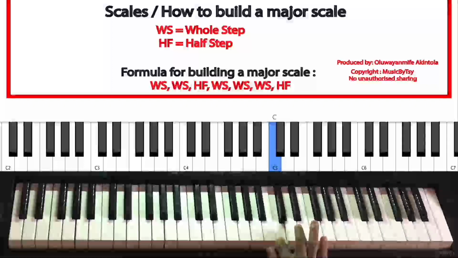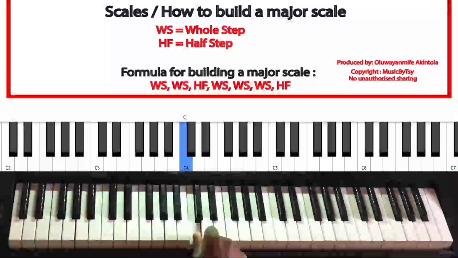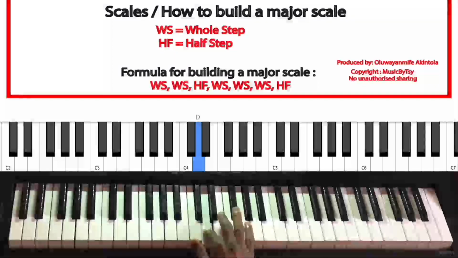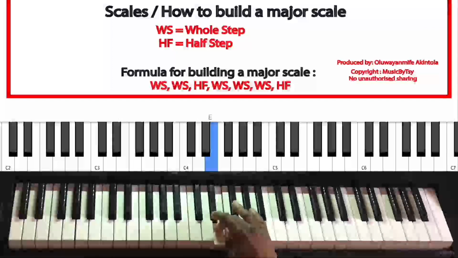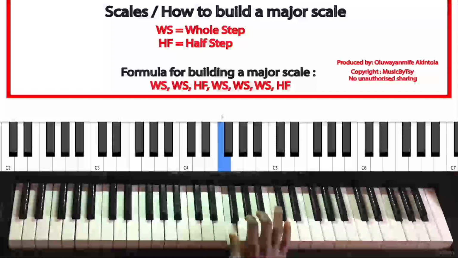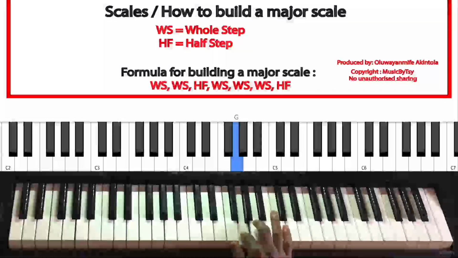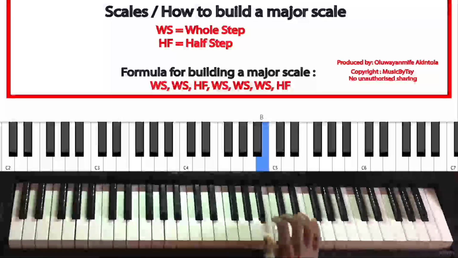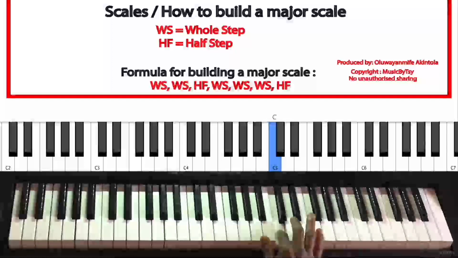So yeah, let's do that again. We want to construct a major scale for the key of C. This scale is going to be known as the C major scale. So we're going to start from the key of C, and then take a whole step, and then another whole step, and then a half step, and then a whole step, and then a whole step, and then a whole step, and then a half step. See that? We've just built a major scale for the key of C.